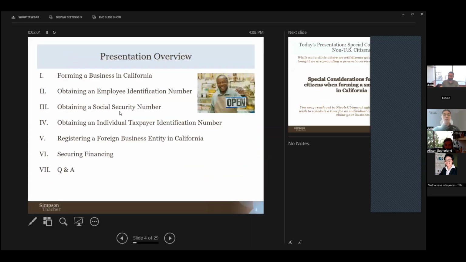So today we're going to talk about how to form a business in California, obtaining an employee identification number and a social security number, as well as an individual taxpayer identification number, and how to register a foreign business entity in California. And then we'll talk about some financing sources, and then we'll leave room at the end for Q&A if you have any questions.